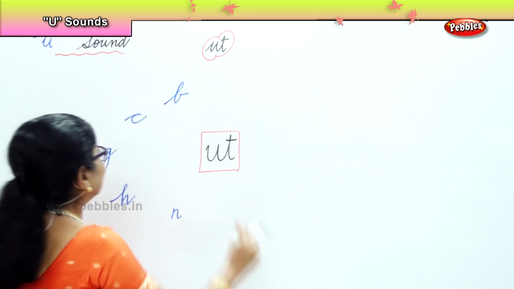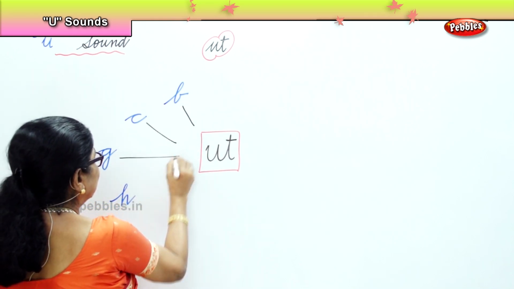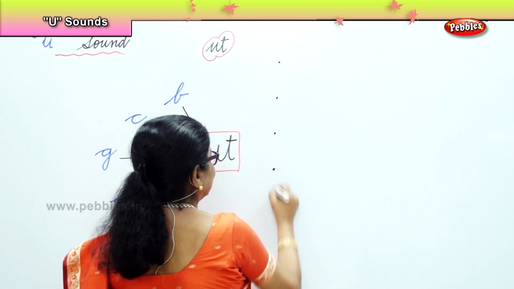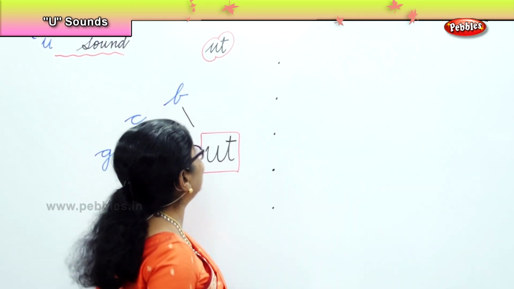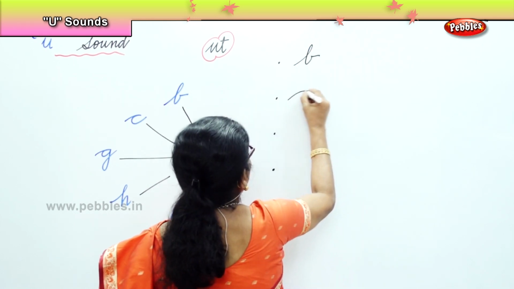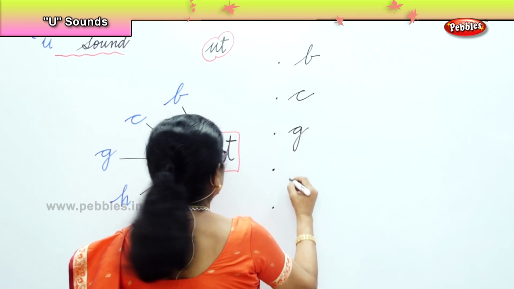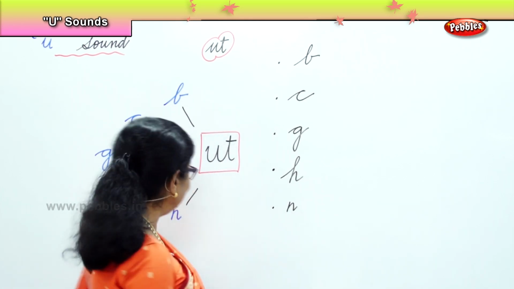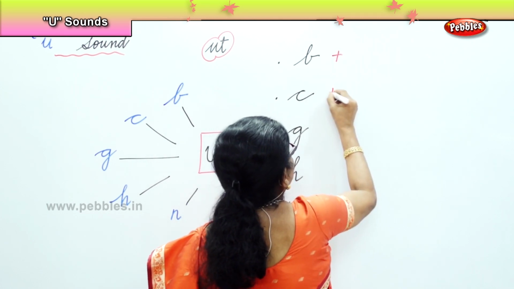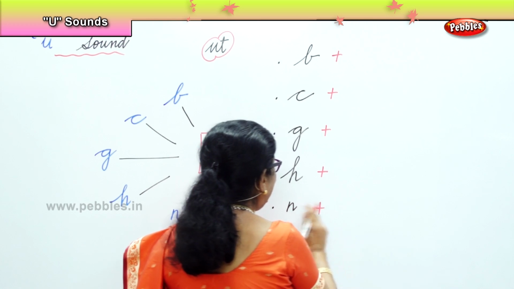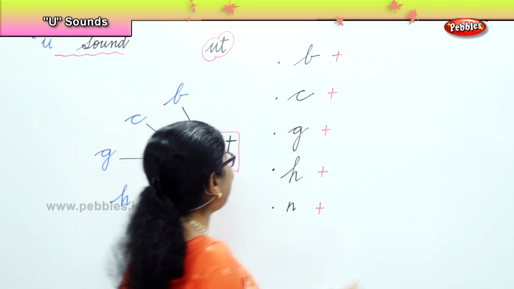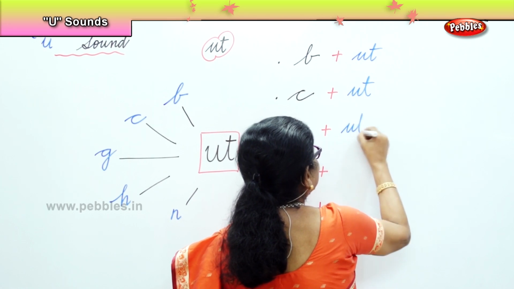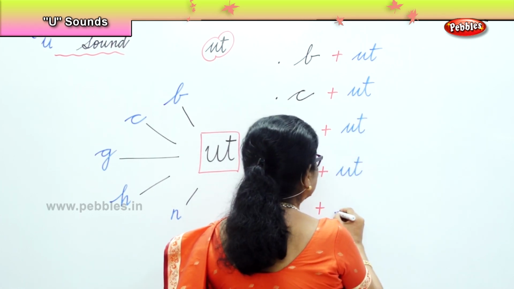So, we have here B, K, G, H, and N. Just five sounds, okay? Now, let's look at it. The first sounds we have are B, K, G, H, and N. To this, we add, what do we add? We add ut. So, B plus, K plus, G plus, H plus, N plus. And what do we put in here? ut. B plus ut. K plus ut. G plus ut. H plus ut. N plus ut.